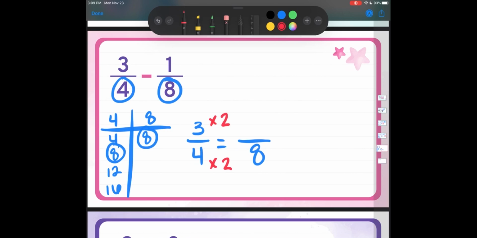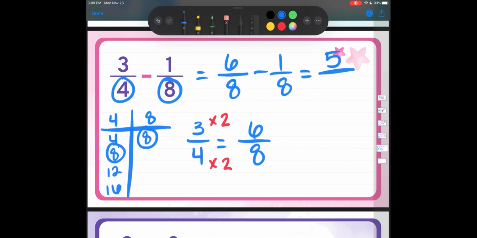So to turn 4 into 8s, I know that 4 times 2 is 8, right? So to make it an equivalent fraction, whatever we do to the bottom, we have to do to the top. So we're going to do 3 times 2 to get our new numerator. 3 times 2 is 6. So that means that 3/4 is now going to be 6/8 in my problem, right? Because they're the same value, they just look a little different. So we now have 6/8 minus 1/8.